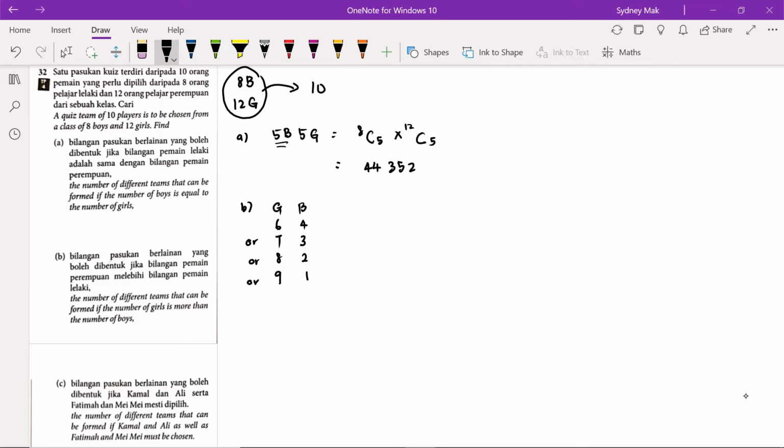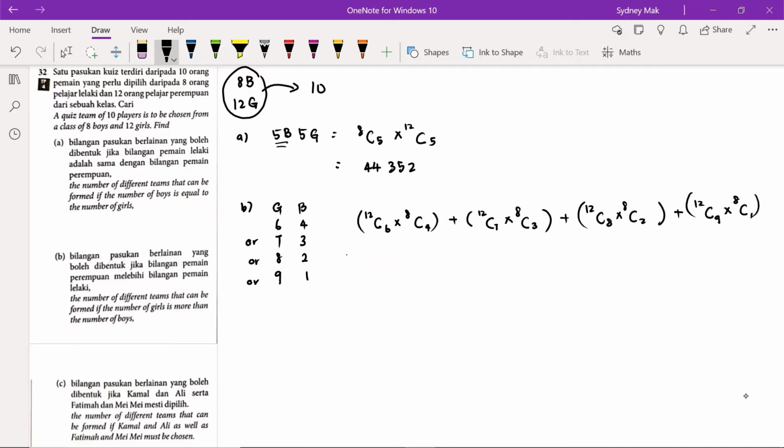So the number of different teams that can be formed will be, for the girls, 12 choose 6, followed by the boys, 8 choose 4, or 12 choose 7, followed by 8 choose 3, or 12 choose 8, followed by 8 boys, we choose 2, or 12 girls, we choose 9, followed by 8 boys, we choose 1. All right, only these 4 different selections.